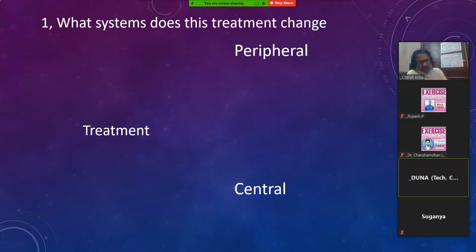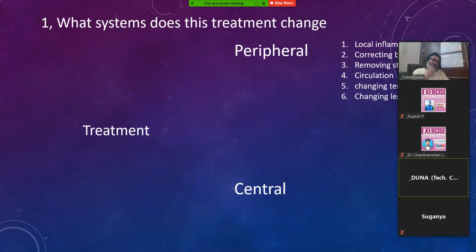Whenever we think of what systems can be changed, I have made a simple classification of central and peripheral. This is not an ideal way to classify, but just for our understanding, it's easy to understand. Because a lot of therapeutic systems we use have a peripheral issue, if you will, or that's what they claim at least. So I have used that to help us understand.